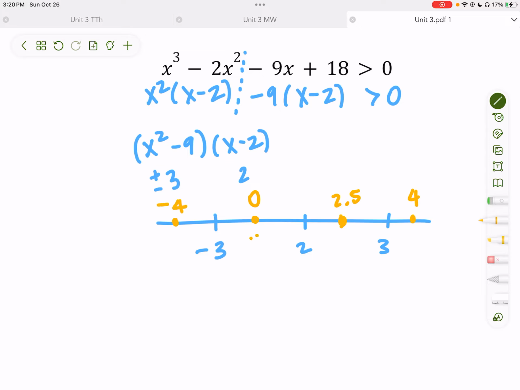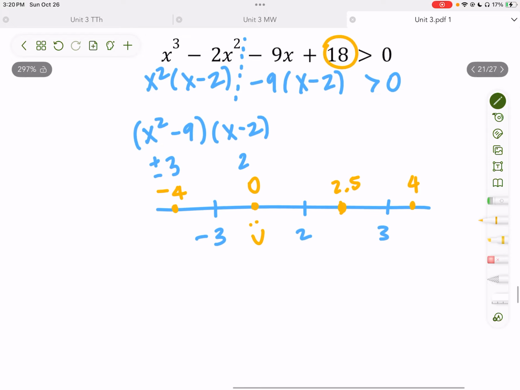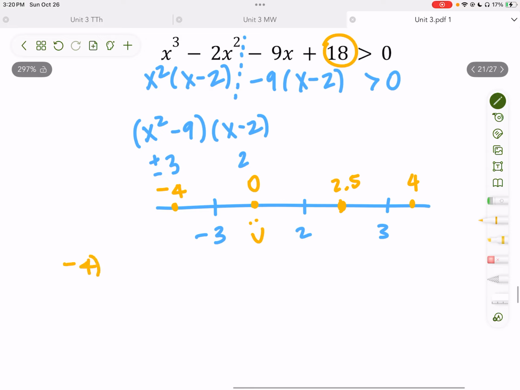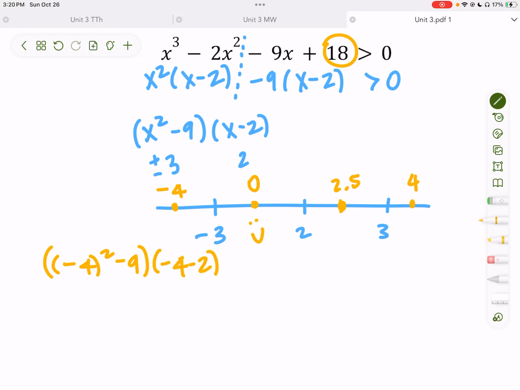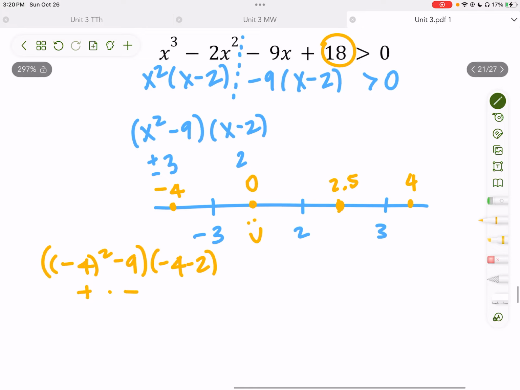Starting with 0, 0 is going to work because that's going to give you that 18, and that's greater than 0. -4, when we plug that in, we'll have -4 squared minus 9 times -4 minus 2. That'll be positive, that'll be negative, that's work.